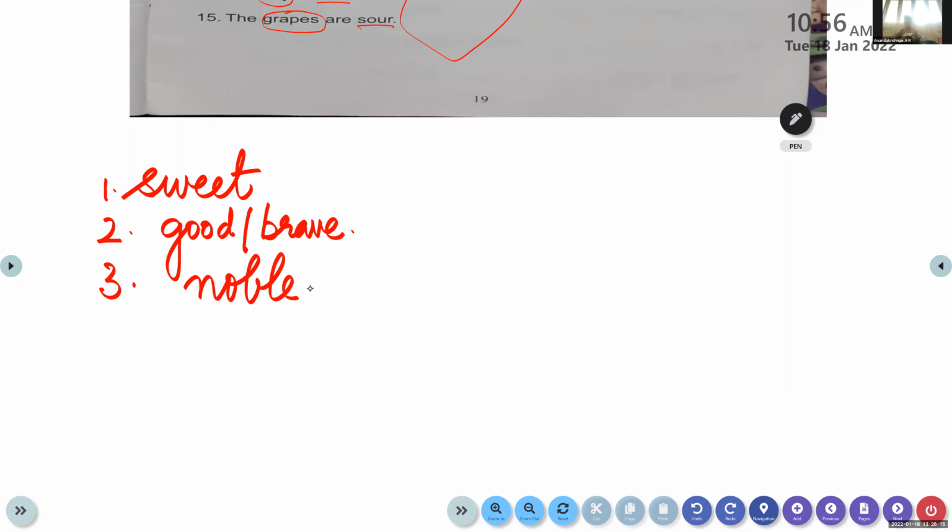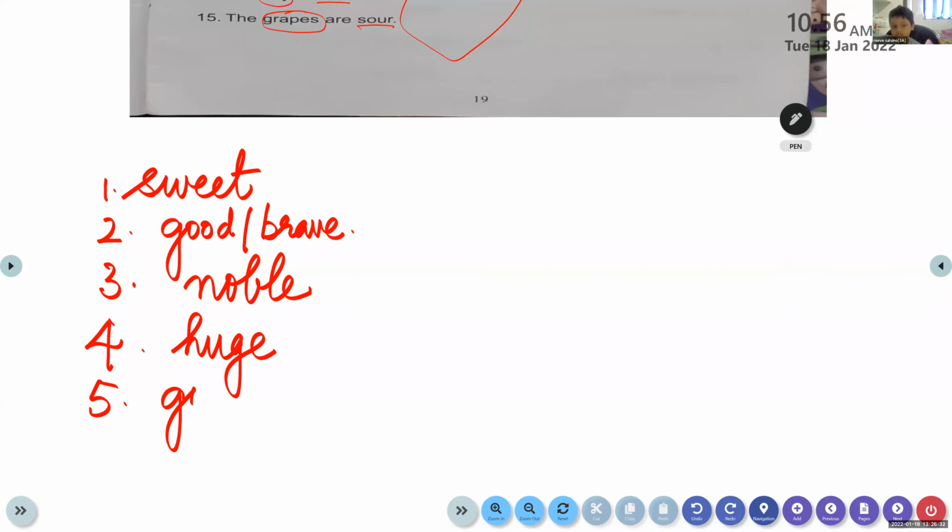Okay. Yes. Now let's move on to the fourth question. What a dash beast the elephant is. Huge. What a huge beast. The huge beast the elephant is. The fifth question is, my sister writes dash good stories. Good stories. Now let's move on to the sixth question.